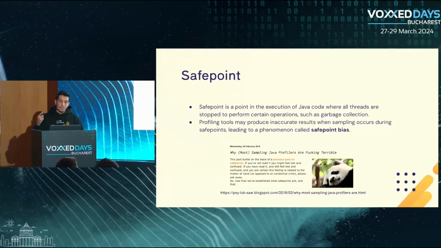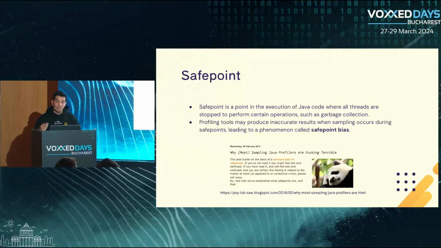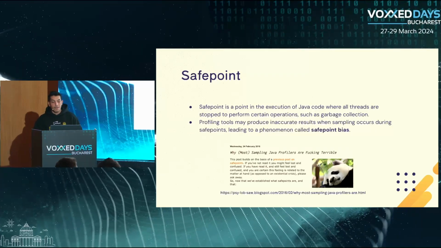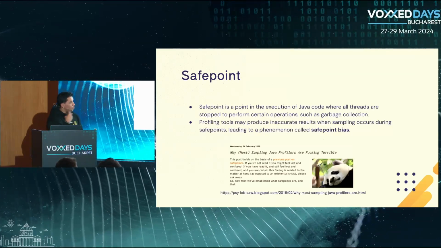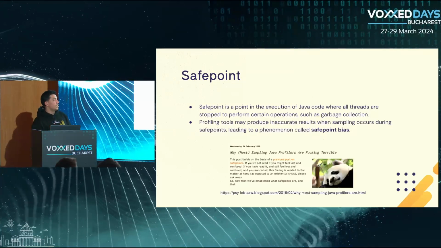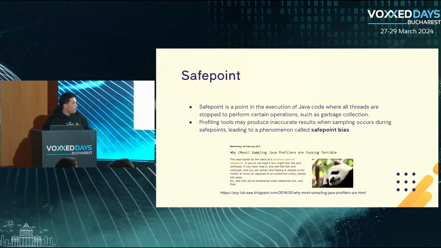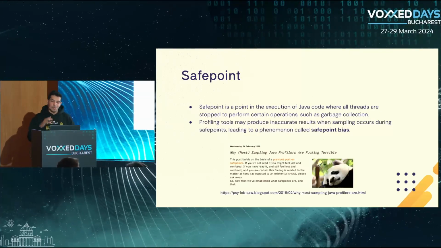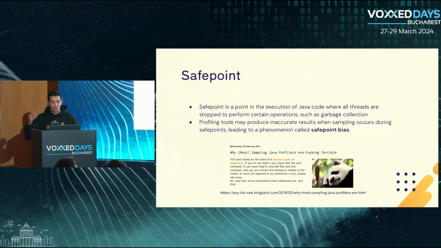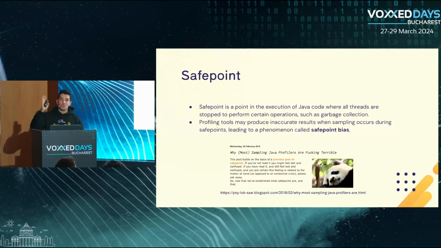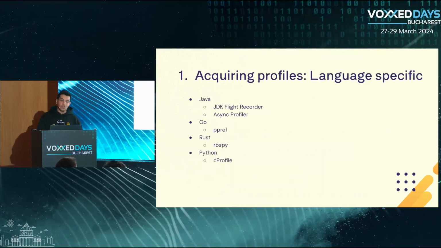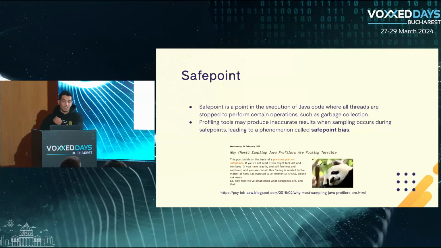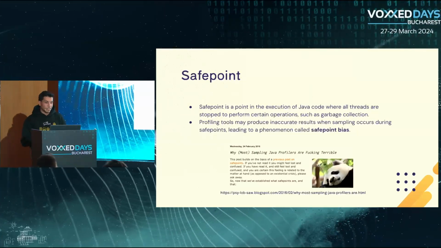And up until recently, what we call safepoint bias was an issue. There's a good blog if you want to go deep into understanding why it was an issue. The title is a little bit aggressive, but it was a big issue for a lot of the profilers. JDK Flight Recorder and Async Profiler, the tools I've shown here, don't suffer from safepoint bias, but I thought it's worth understanding what safepoint bias actually is.